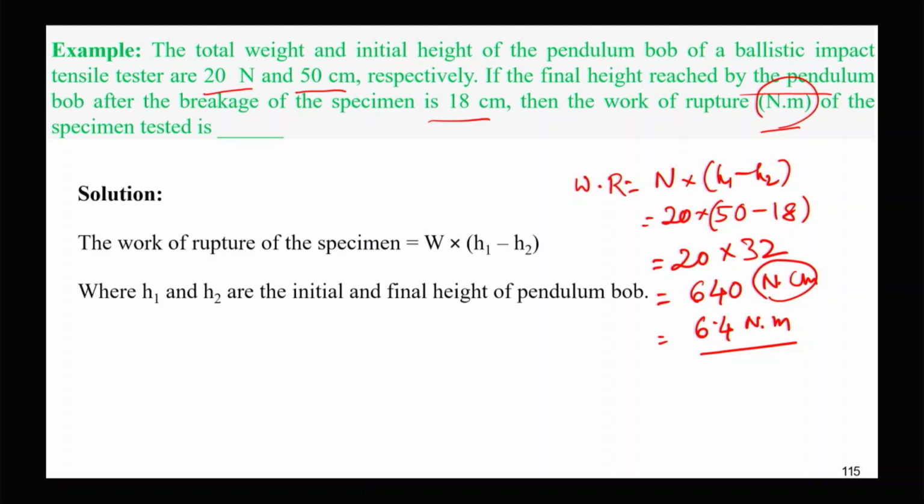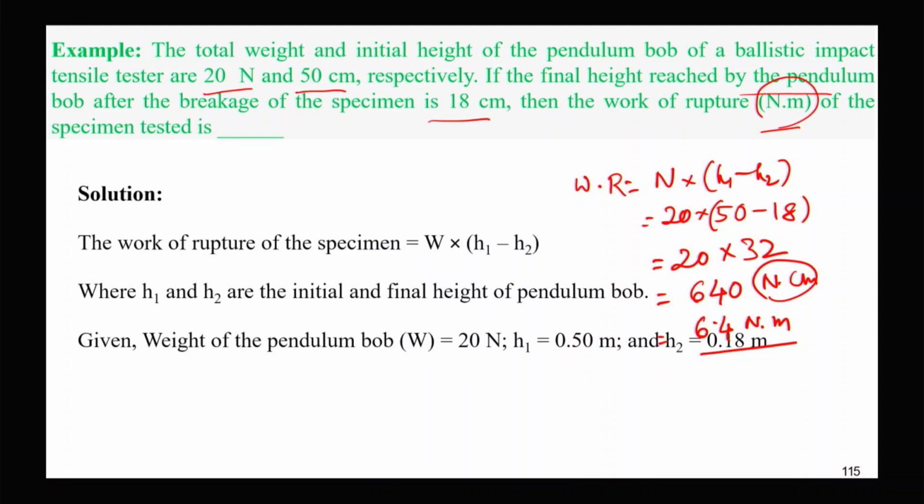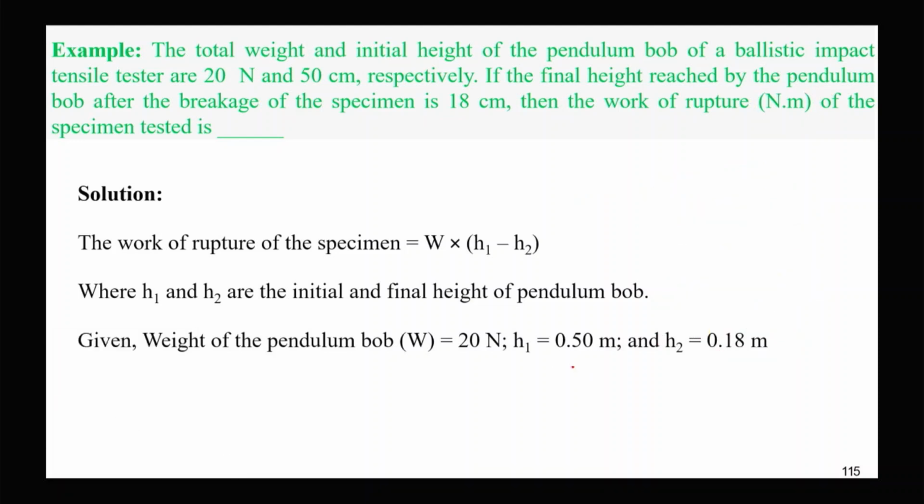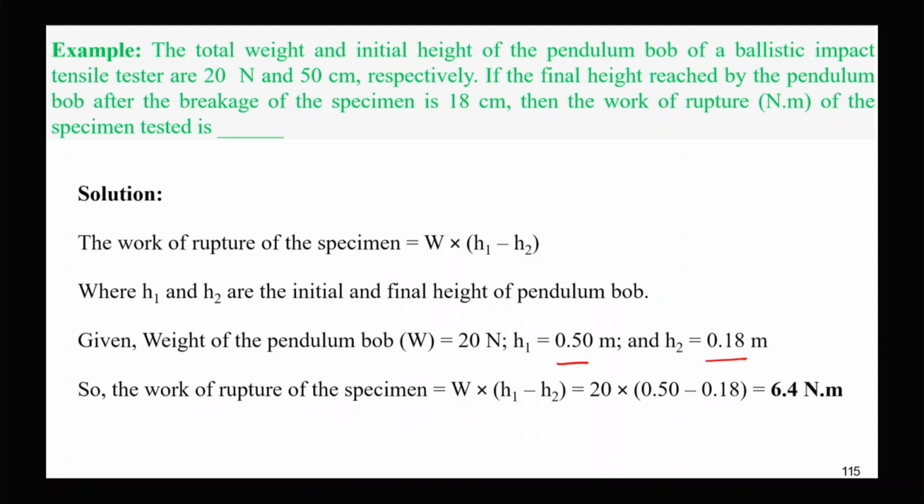Okay, so this is done. So 50 centimeter is 0.5 meter and 18 centimeter is 0.18 meter, and 6.4 Newton meter is the work of rupture that we have calculated.